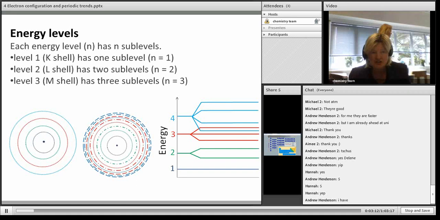As a matter of interest, I'm trying to see if I can write on here. Oh yes, I can. So I can actually draw one here. I'm just trying something I haven't done before. So there's a K, L and M shell. A shell is like an energy level, it's the same thing really. Shell is an old term, energy level is more of a new term, but either is acceptable.